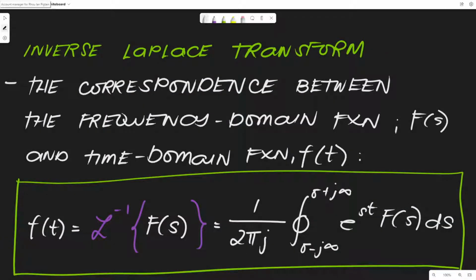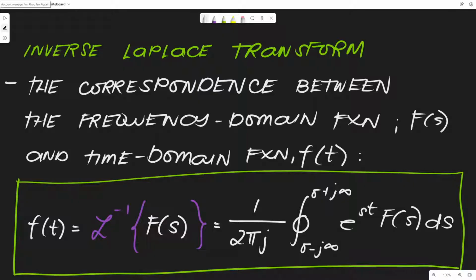Welcome to our lesson today. We will be discussing the inverse Laplace transform and the properties of the Laplace transform. Iisa-isahin natin yung properties ng Laplace transform kasi medyo mahaba siya nang konti. So, let's start with the inverse Laplace transform.